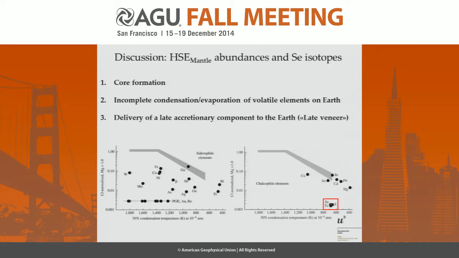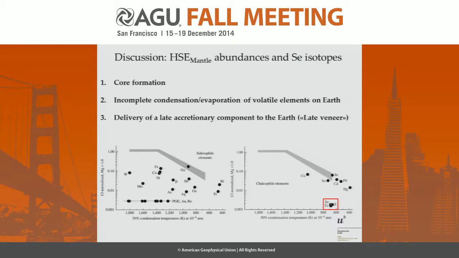What can we discuss about this? So there are in general 3 possible mechanisms to explain the very low highly siderophile element abundances and also the selenium isotopes in the Earth's mantle. That is first core formation. Second is maybe an incomplete condensation from the solar nebula or a later evaporation of volatile elements on Earth.